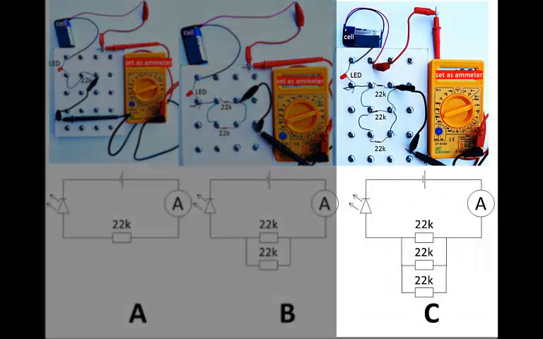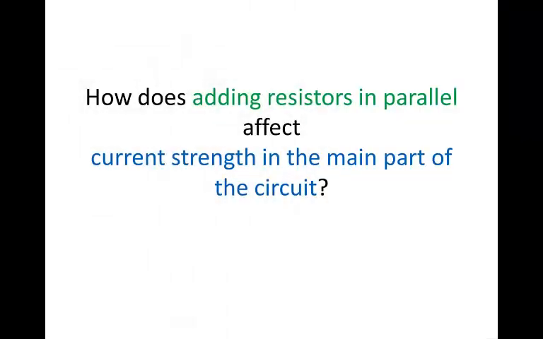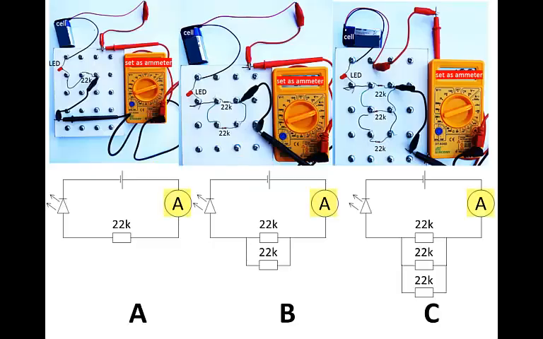In circuit C, there are even 3 branches, so 3 choices that the charges can choose between. So in C, there are 3 resistors in parallel. So we are asking, how does adding resistors in parallel affect the current strength that we measure in the main part of the circuit? Notice that the ammeter is positioned in the main part of the circuit for each of these circuits. That means it's in the part of the circuit where all the charge has to flow. It's not in one of the branches where only part of the charge chooses to flow.